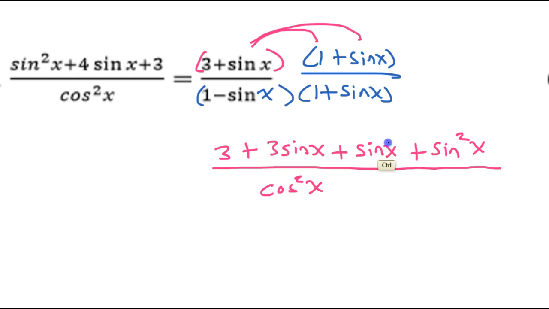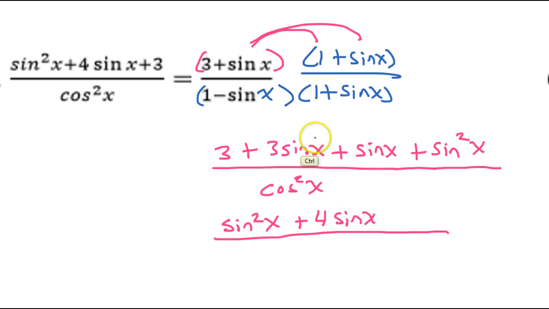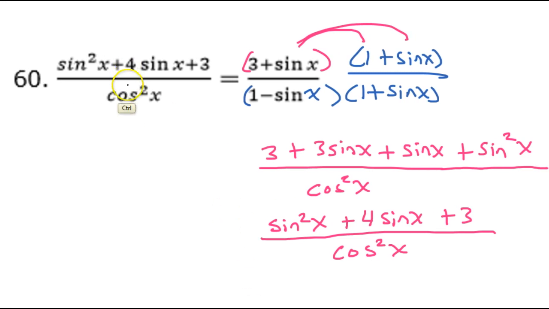We have some like terms here in the middle. That's going to be 4 sine x. And when I write the fraction again, I will write it in descending exponential order. So I'm going to take my sine squared and put that in the front. So there's my sine squared x. And then these combine to make 4 sine x. And then at the end, I will put the 3. And this is all over cosine squared x. And wouldn't you know, when I look back at the target, this is exactly what we wanted.